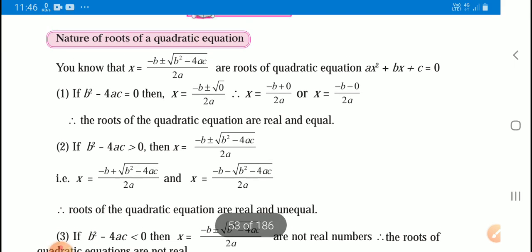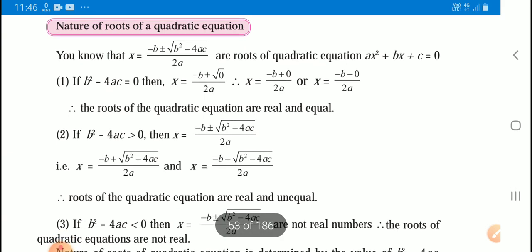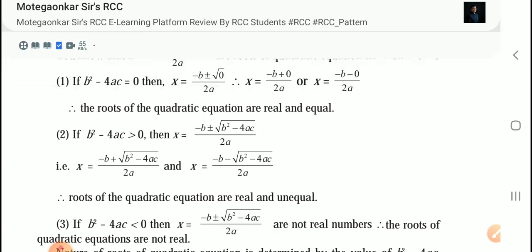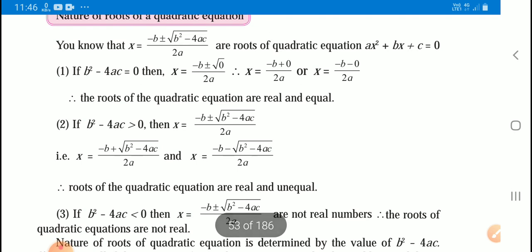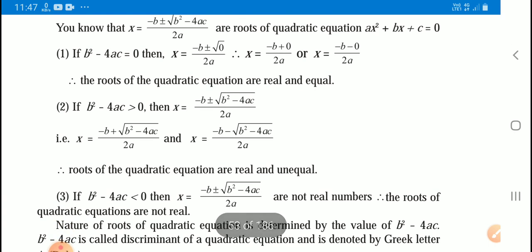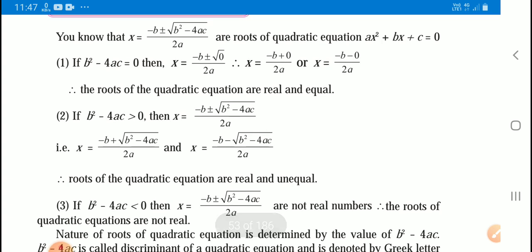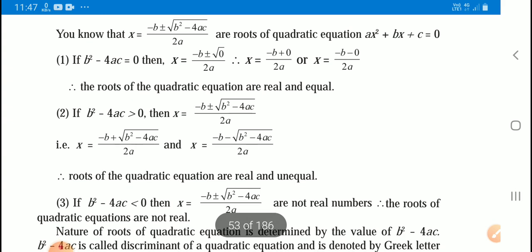Now you know the formula, x is equal to negative b plus or minus the root of b square minus 4ac upon 2a, gives the roots of the quadratic equation ax square plus bx plus c is equal to 0. Here, if b square minus 4ac is equal to 0, then x is equal to negative b plus or minus the root of 0 upon 2a. Therefore, the x value will be negative b upon 2a. Therefore, the roots of the quadratic equation are real and equal.